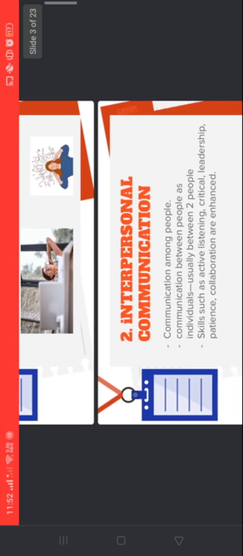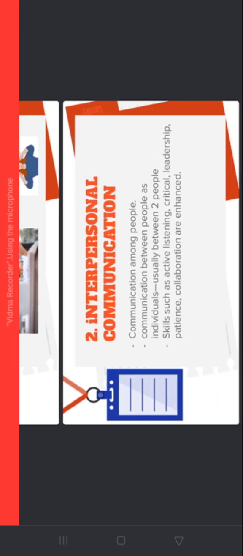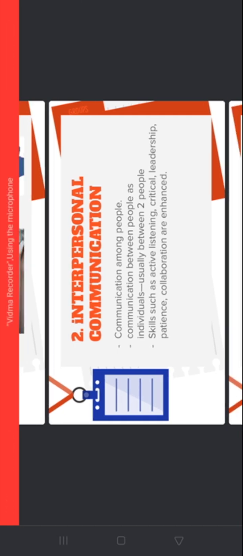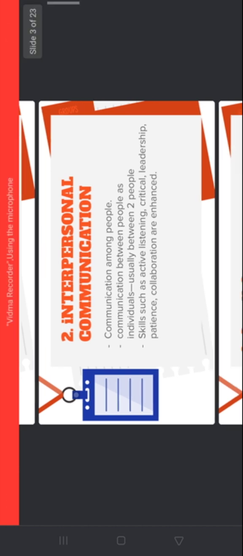The second type of communication is interpersonal communication. Interpersonal communication is you talking to another person. The number of people talking here is two, okay? And your skills such as active listening, critical thinking, leadership, patience, and collaboration are enhanced. Why are these skills enhanced? Because of course you need to consider the other person.